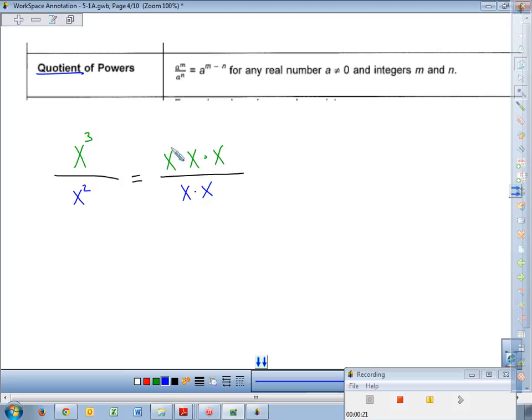But you all know that when you have an x over an x, those divide out to be 1, right? X over x is 1. Here's another x over x. They cancel out to be 1. So our final answer right here is just a plain old x.